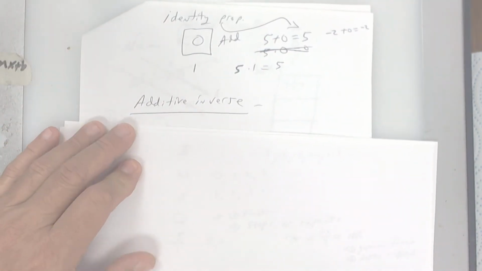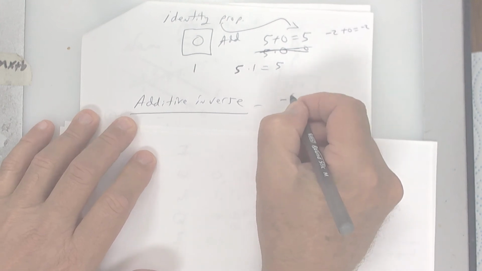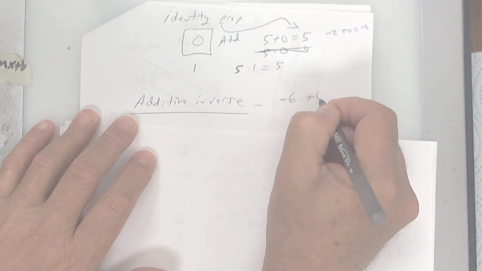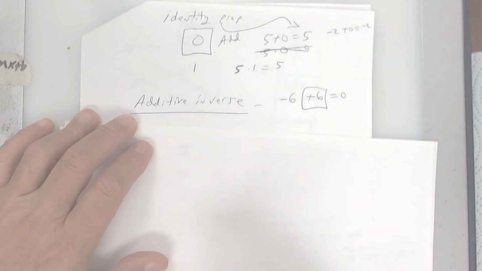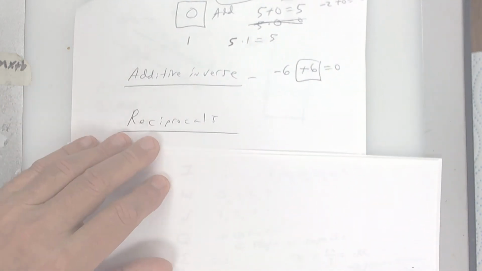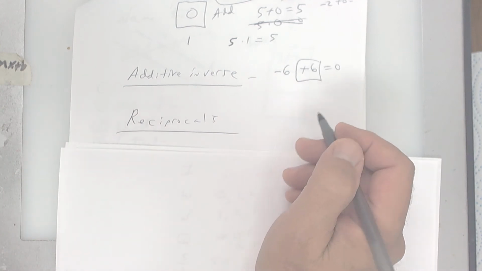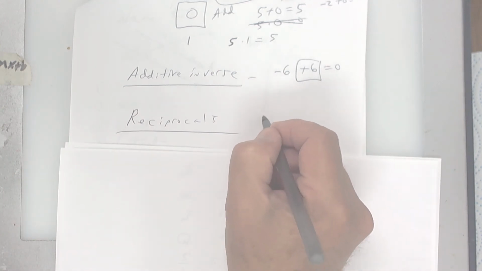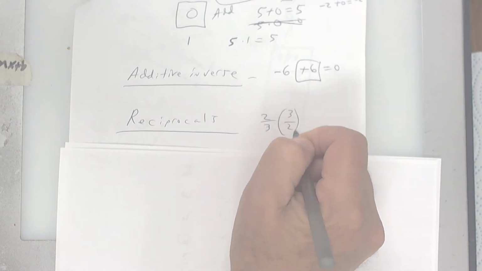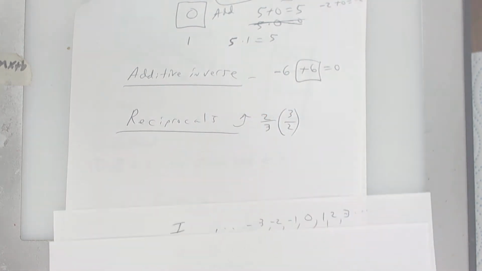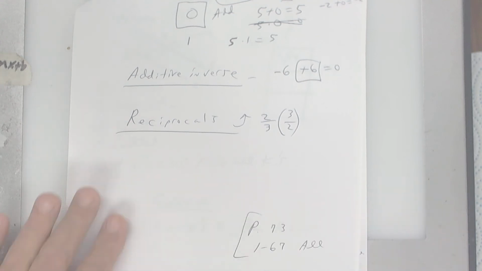The inverse property would be like negative 6, so the inverse would be plus 6. You get 0. That would be your inverse. Or reciprocal would be like this. Let's see, like 2 over 3. So the reciprocal would be 3 over 2. So reciprocal, you flip.